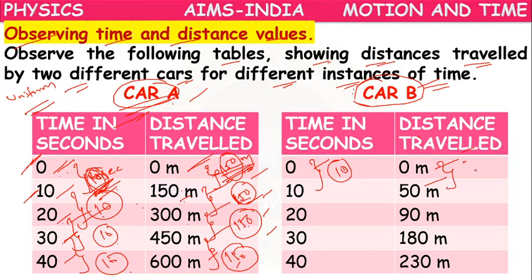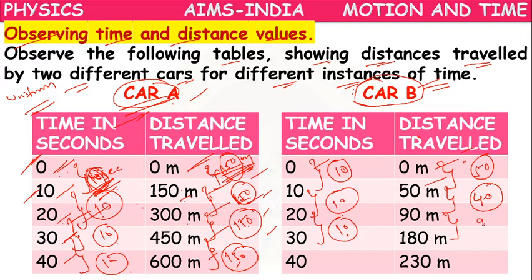From 0 to 10 seconds time interval, 0 to 50 meter, 50 meter distance it has covered. Again, 10 to 20, 10 seconds time interval, 50 to 90, 40 meters only it has covered. Next 20 to 30, 10 seconds of time, 90 to 180, how much? 90 meter distance car B has covered. 30 to 40, 10 seconds, 180 to 230, 50 meter distance it has covered.